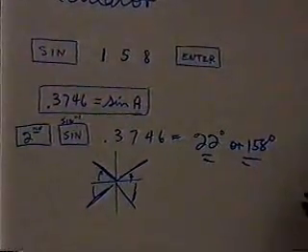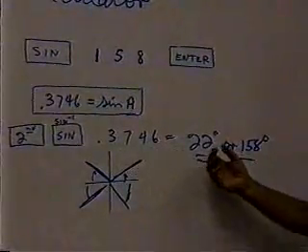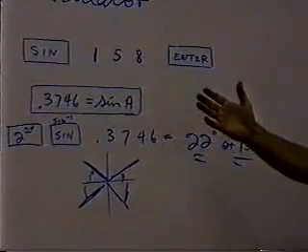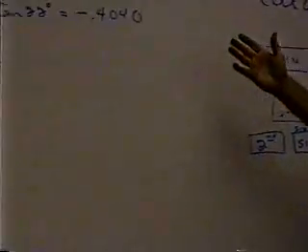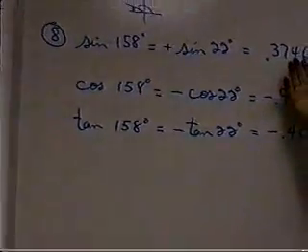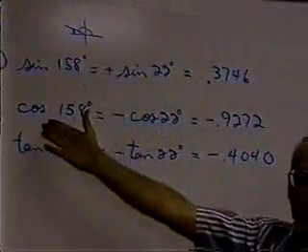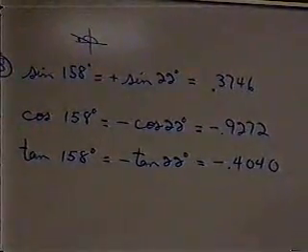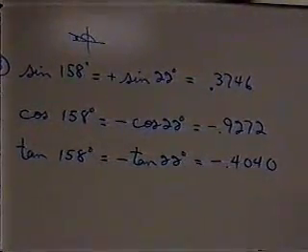Okay. So when you're working backwards and finding the angle, you need to understand, let's go back over here and look at example 8, you need to understand that that 0.3746 could come from 22 degrees or 158. So that's one reason for learning this. Okay, now let's look at the last two examples.